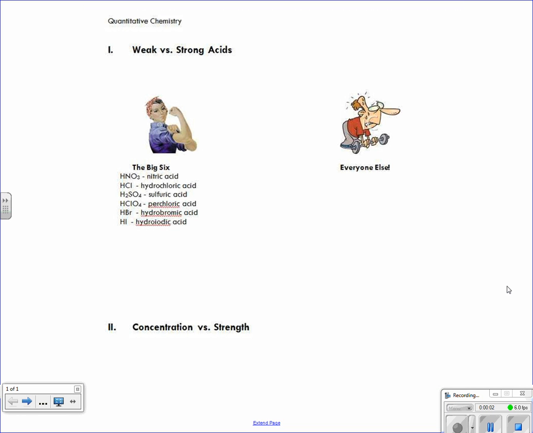Okay, so we're going to be talking about two ideas today. It's going to be the concept of weak versus strong acids first, and then this idea of acid concentration versus acid strength. So first thing, let's start with what makes an acid weak versus strong.